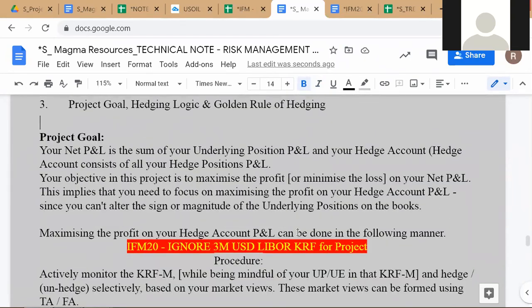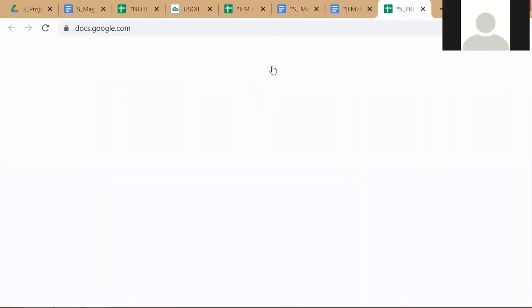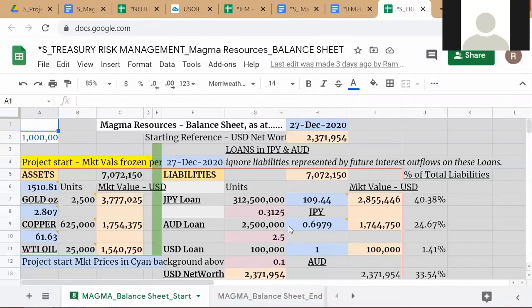Please remember here, when you're hedging, you will be doing your project with only 5 KRFs. Although conceptually you have to understand that there are 6 KRFs. As I remember, Srishri mentioned that dollar 3-month LIBOR, it's a floating rate loan.